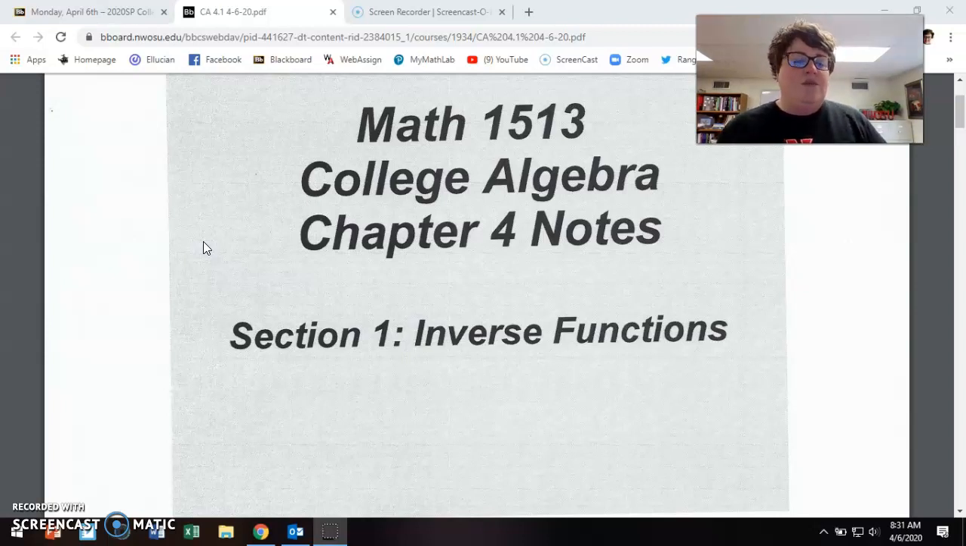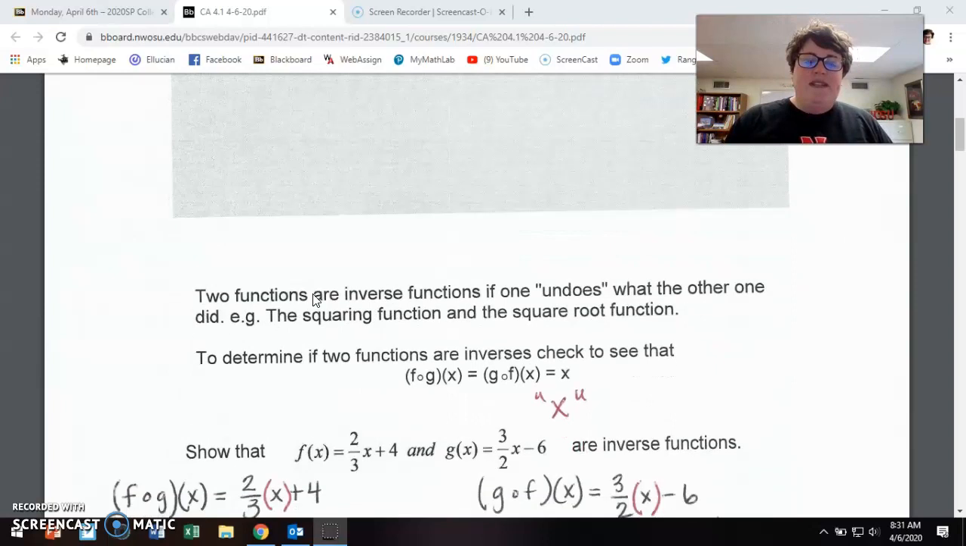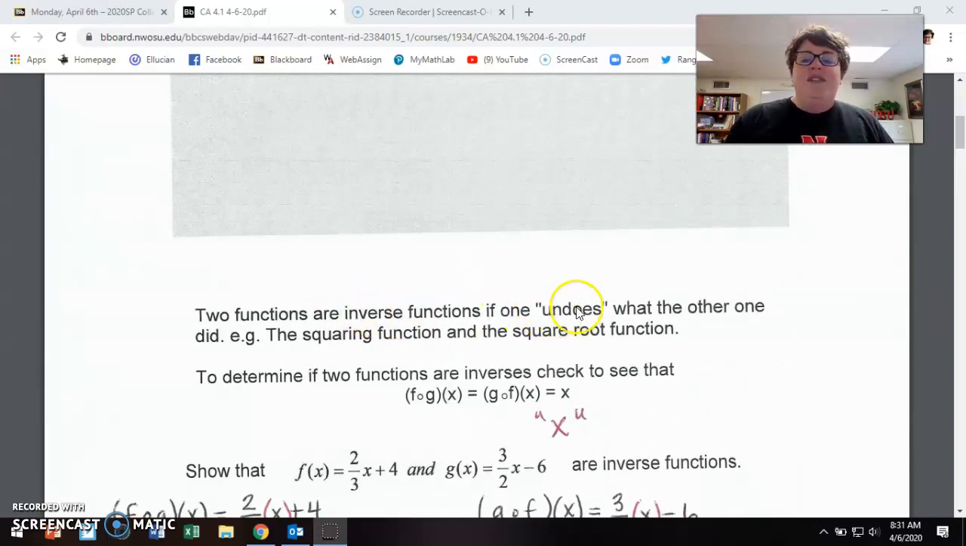So section 1, we want to talk about inverses. And what we're leading up to is in a couple of days, we'll talk about inverses in terms of logarithms and exponentials. So today's kind of some beginning information for that. So inverses, basically, are two functions that undo each other. So think about the squaring function and the square root. They undo each other. Addition and subtraction, multiplication and division, they undo each other. So those are what we know as inverses.